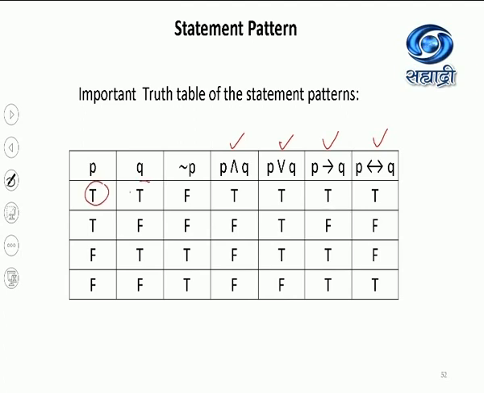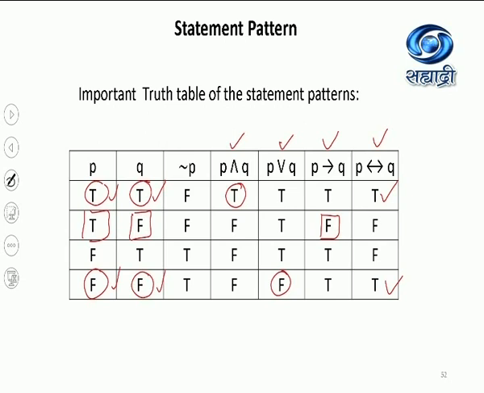For AND, only the TT combination is T. For OR, only F or F is F. For implication, only the TF combination is F. And for double implication, I'll put the tick mark. Both P and Q should have the same values, then double implication is T.